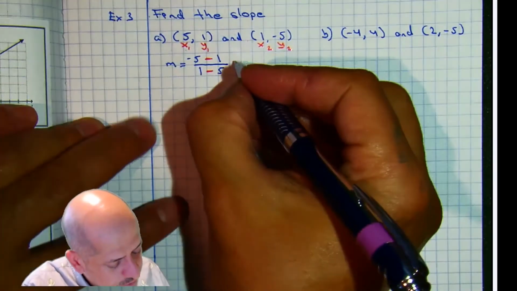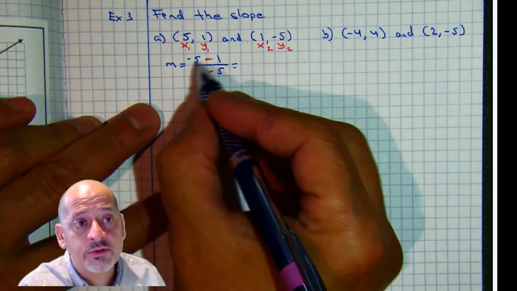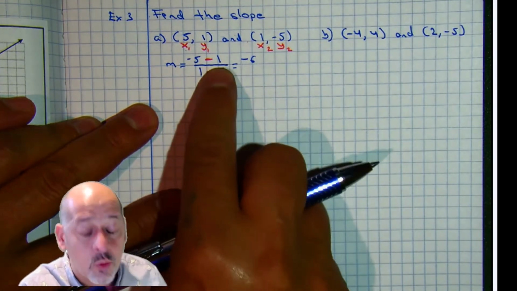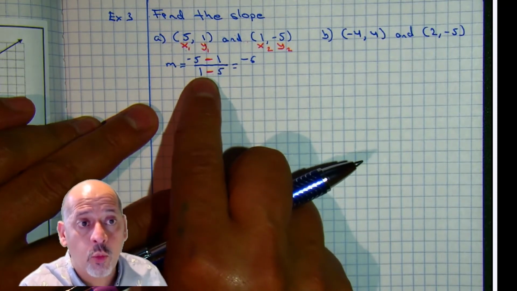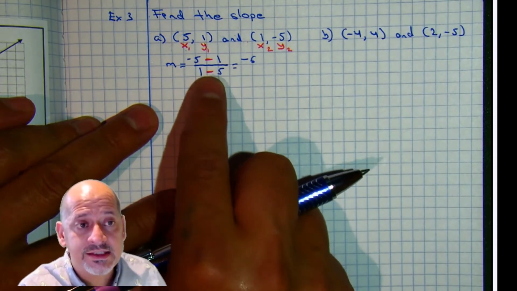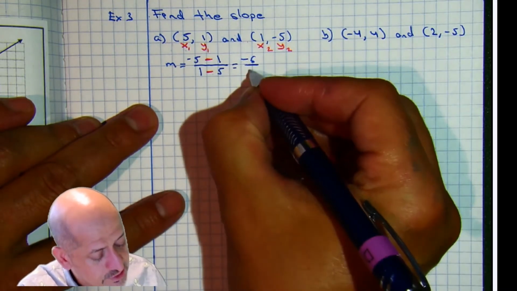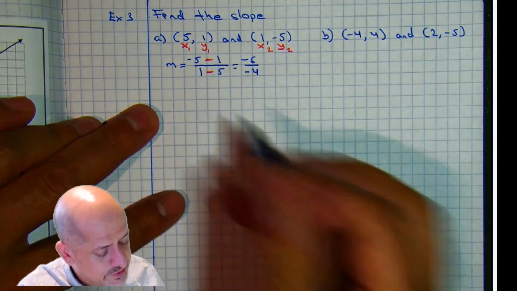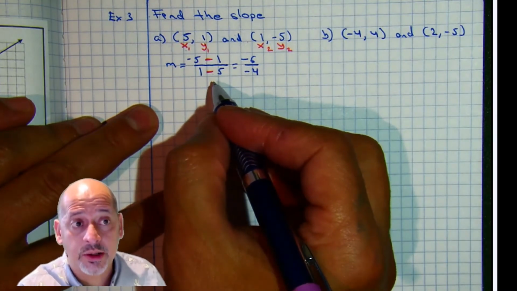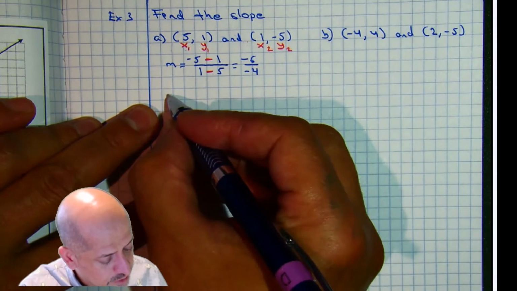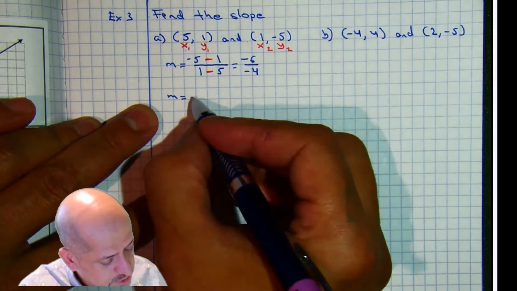And now we simplify. So negative 5 minus 1 is negative 6. Remember, that negative belongs to the 1. Same thing on the bottom, 1 minus 5. This negative belongs to the 5. So that is 1 minus 5 is negative 4. Different signs, subtract, keep the sign of the bigger number. Negative divided by negative is going to be positive. So therefore my slope is going to be positive.